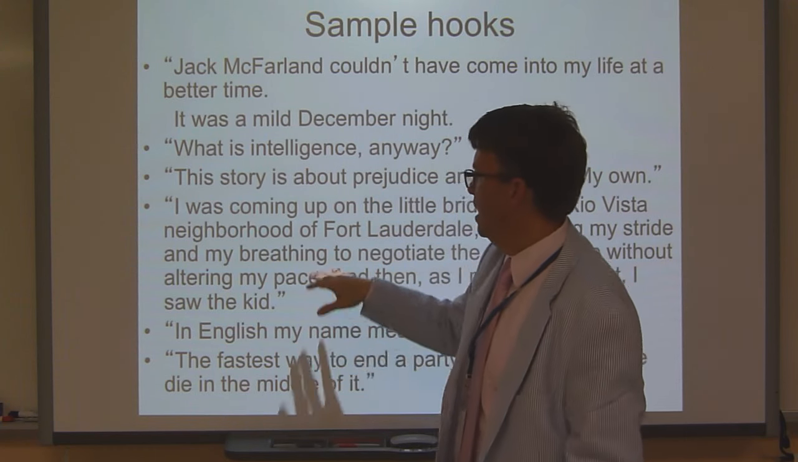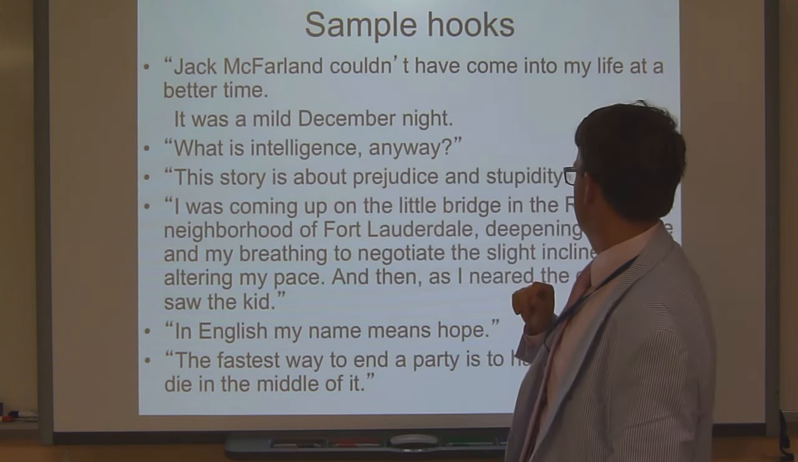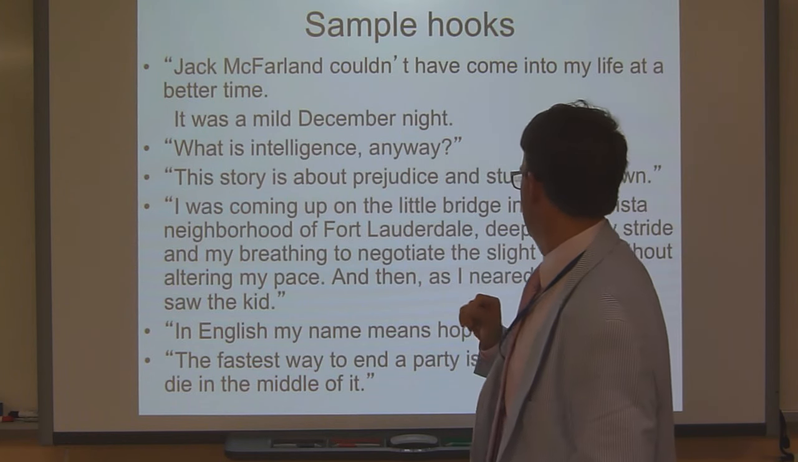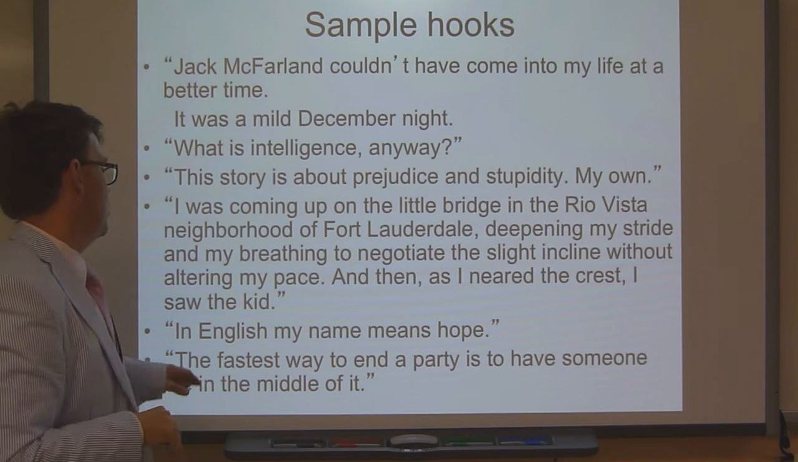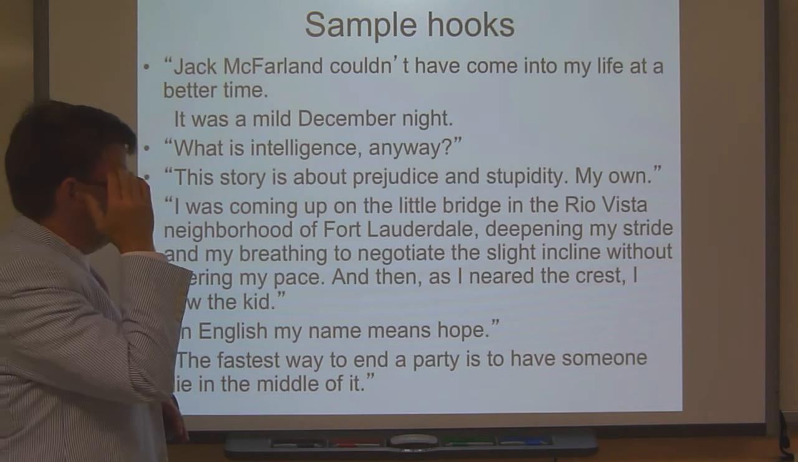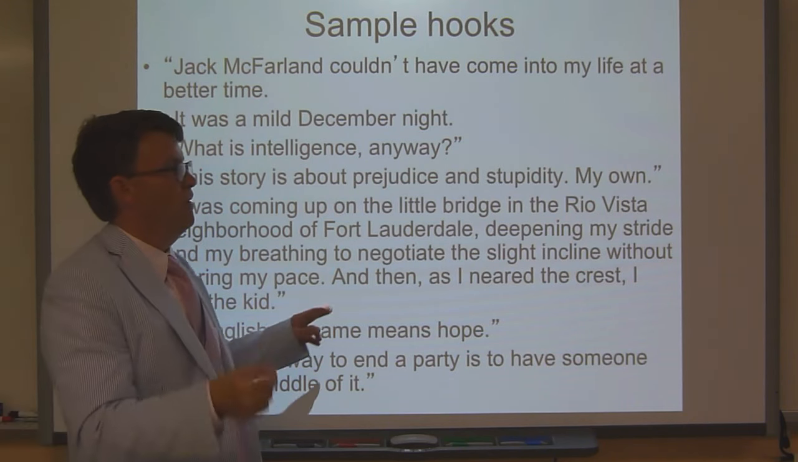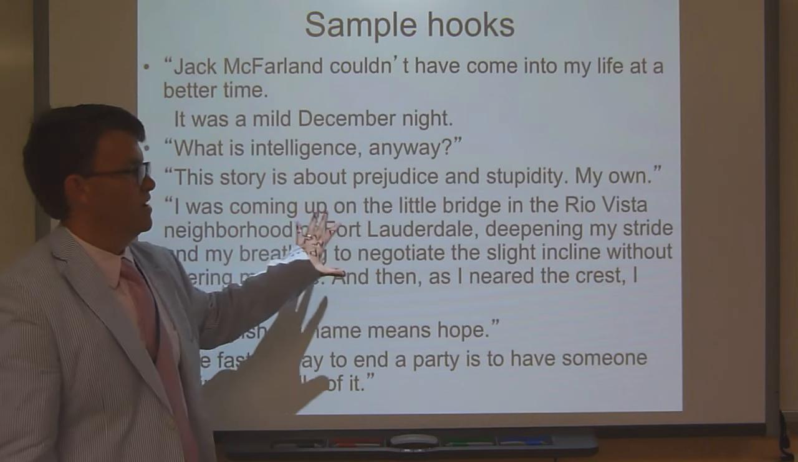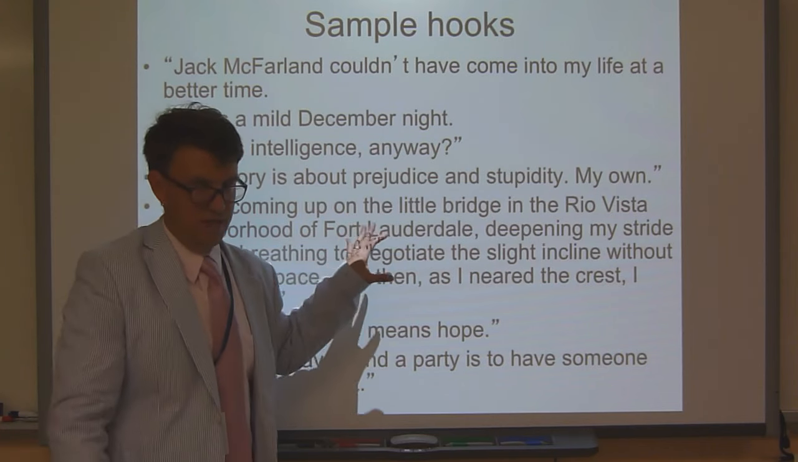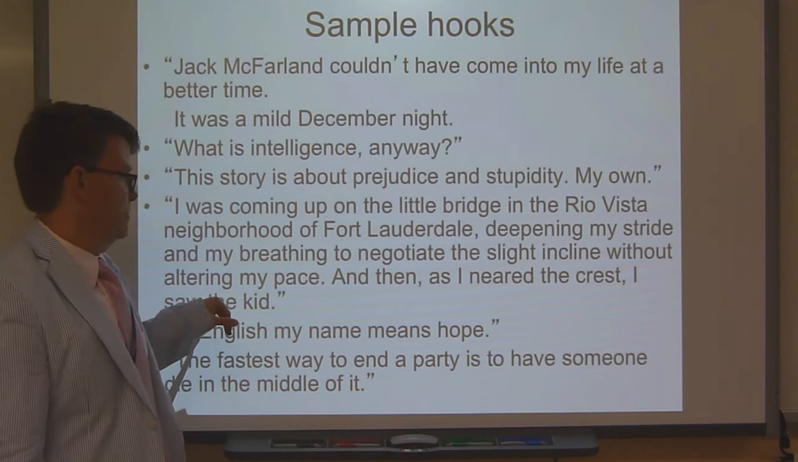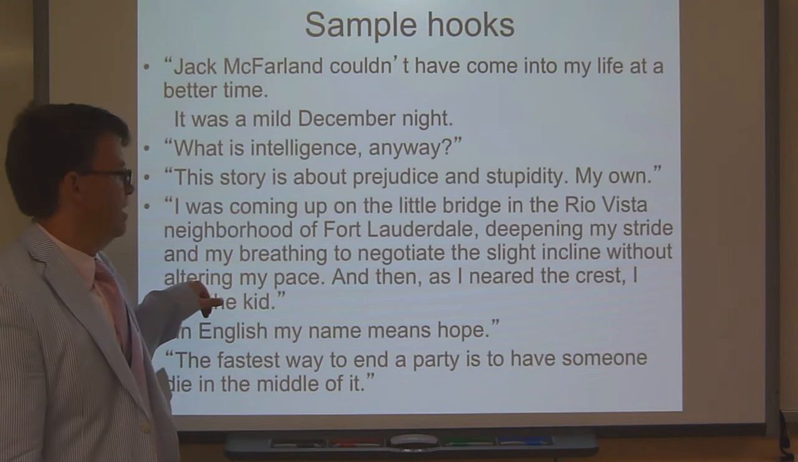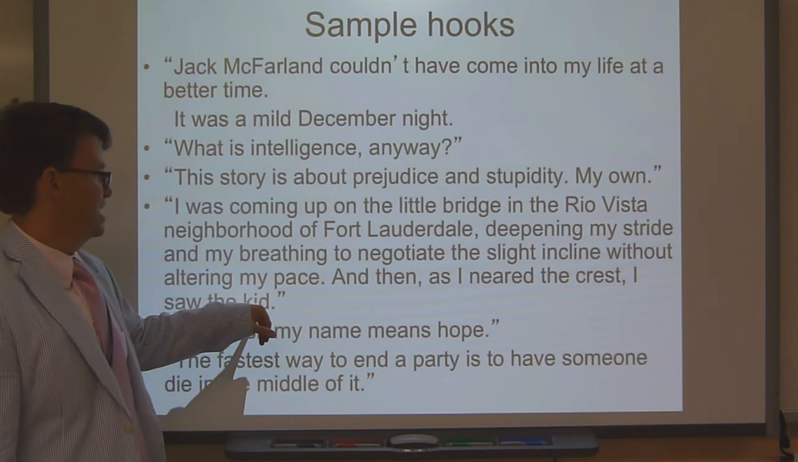that's good. "I was coming up the little bridge in the Rio Vista neighborhood of Fort Lauderdale, deepening my stride and breathing to negotiate the slight incline without altering my pace. And then, as I neared the crest, I saw the kid." All right, this is a very good type of sentence. I'll talk to you about sentence structure in another instructional video. But here, we keep the subject and the verb at the end, and it's the kid that's important.